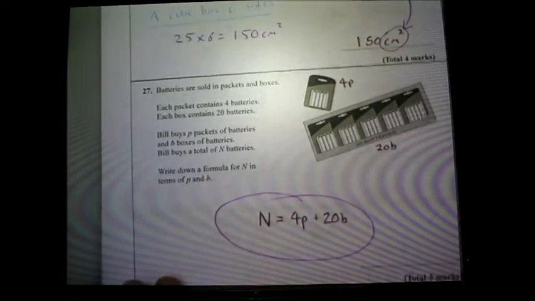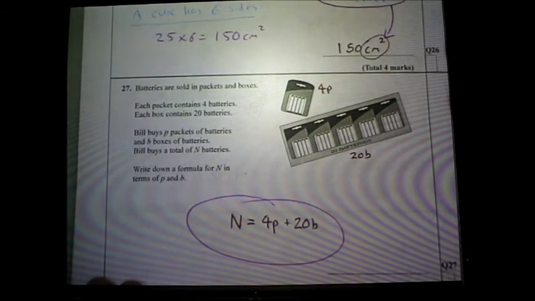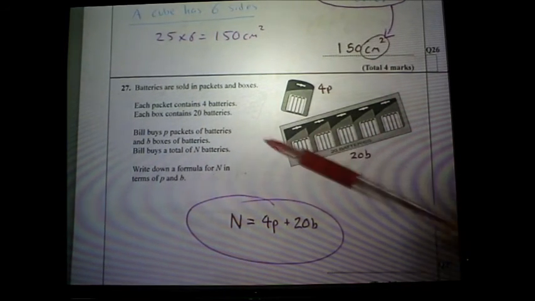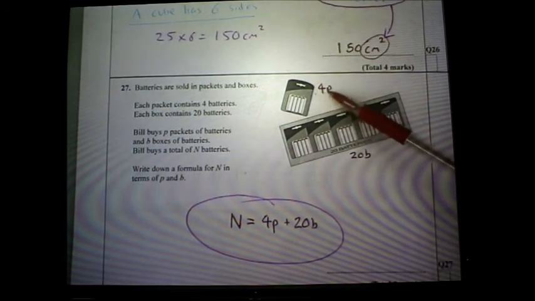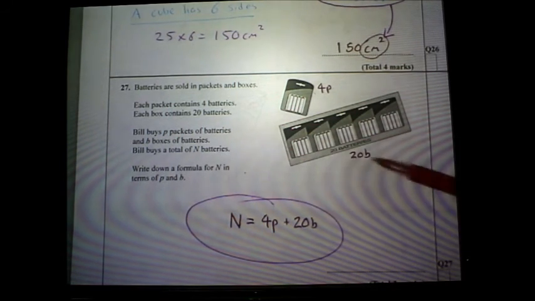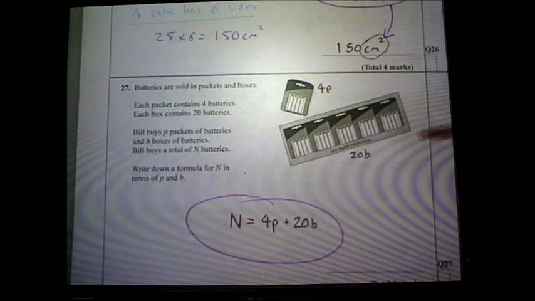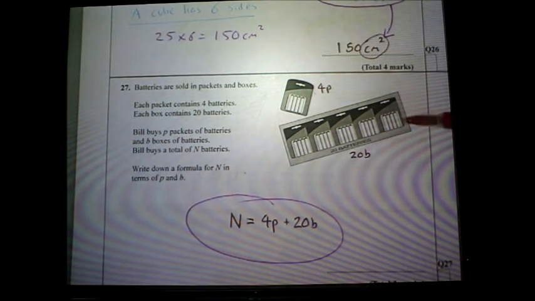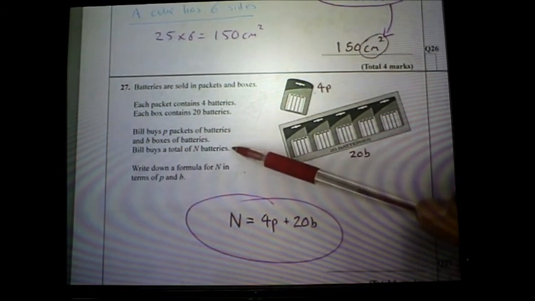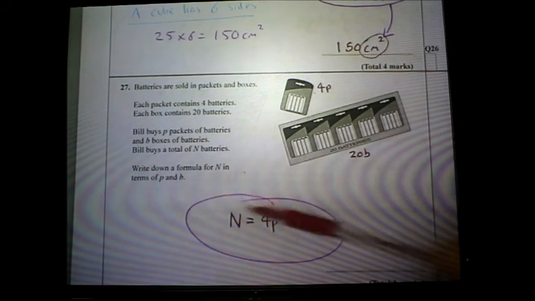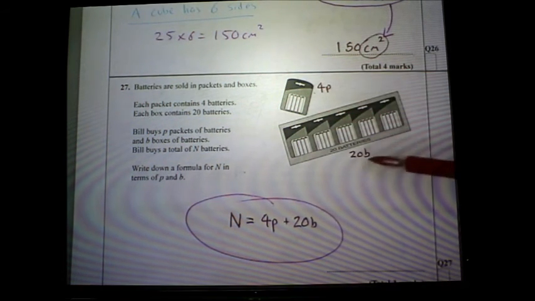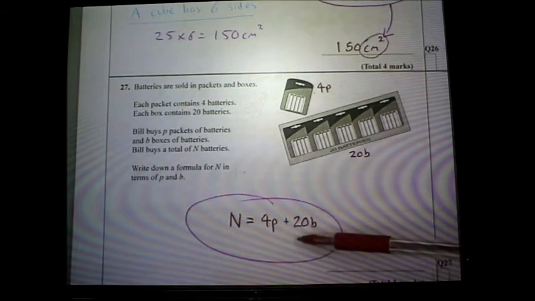Next one, batteries are sold in packets and boxes. Each packet contains 4, so I put 4P for 4 in a packet, and the box contains 20, so I put 20B. He buys some packets and some boxes, we don't know. Write down a formula for the total number of batteries, which is N, in terms of P and B. So it's 4P add 20B. And you can use that to work out how many batteries he buys. Last page.